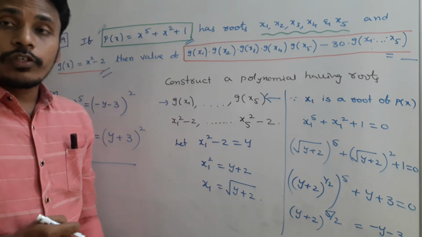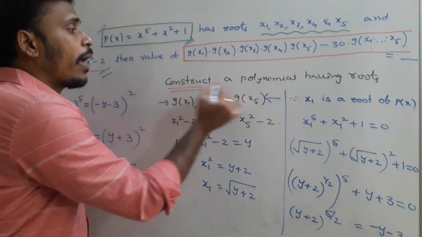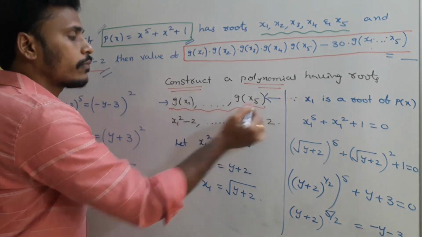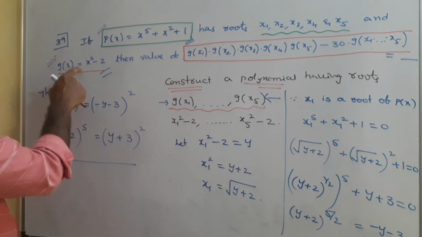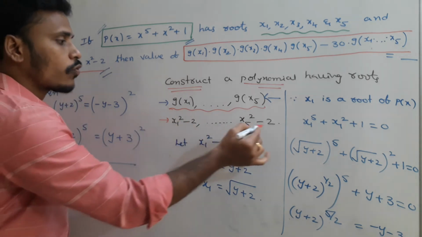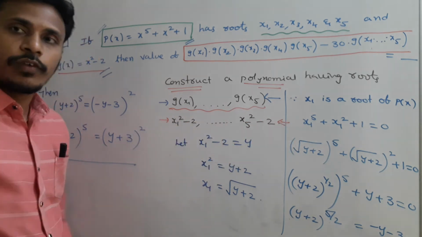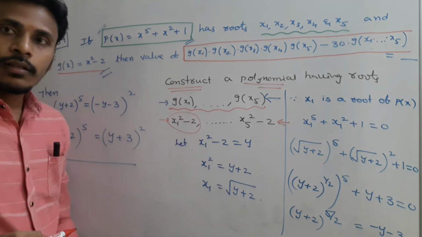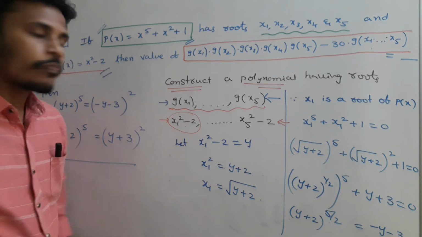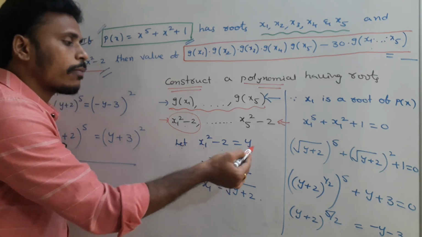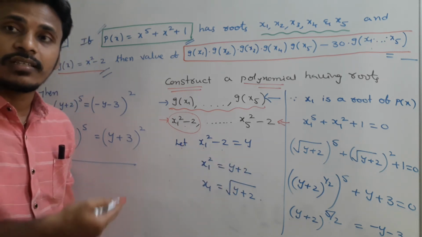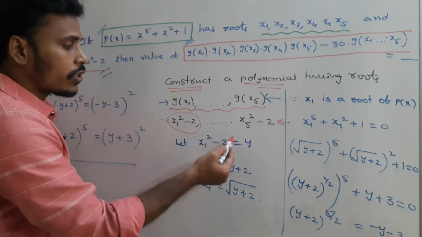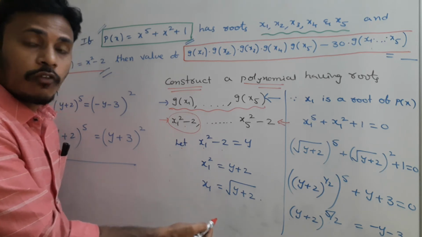So my idea is, first of all, to construct a polynomial having these 5 as roots. By this definition, these 5 are x1 squared minus 2 up to x5 squared minus 2. To make a polynomial with these as roots, you start with x1 squared minus 2 equal to y. We already discussed this concept in the transformation of roots, and I am applying the same concept. So x1 squared minus 2 is y, and x1 is equal to root of y plus 2.